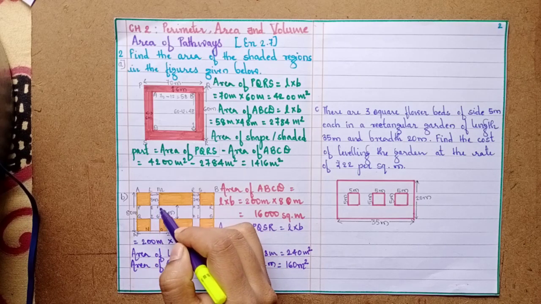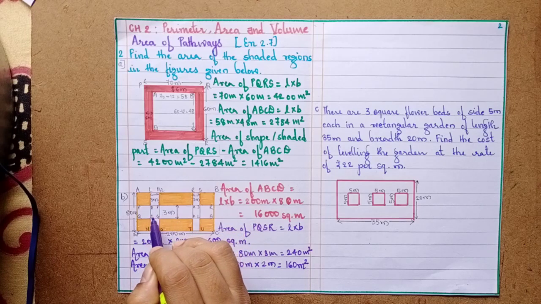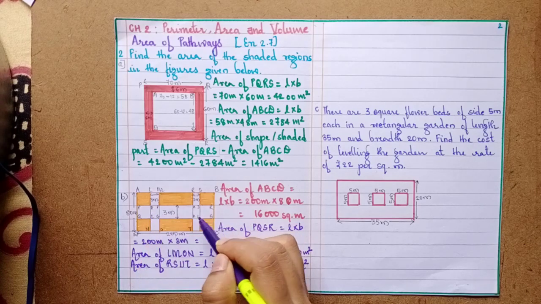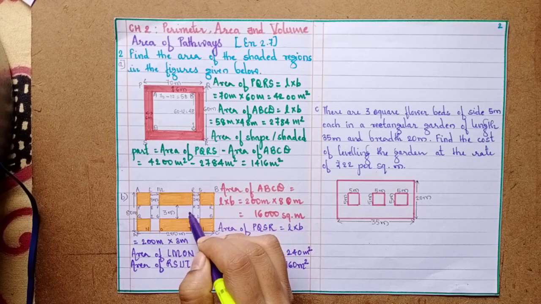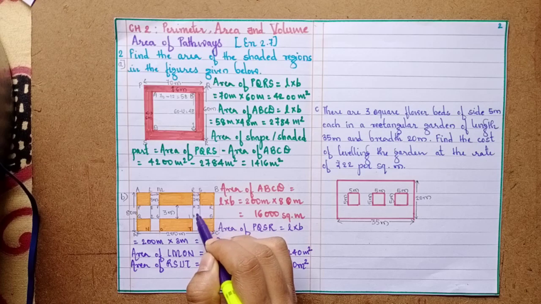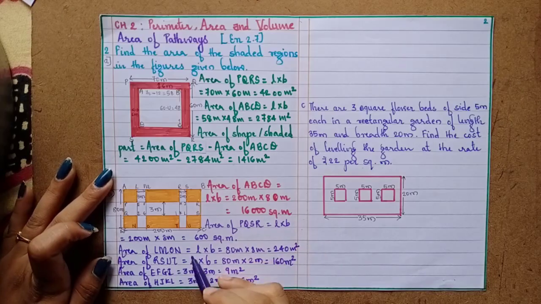As it is 3 meter long and 3 meter wide, the area of EFGI will be 9 meter square, and the area of HJLK, it is 3 meter long and 2 meter wide, so 3 into 2 is 6 meter square will be the area. Now first let's find the area of the pathways.